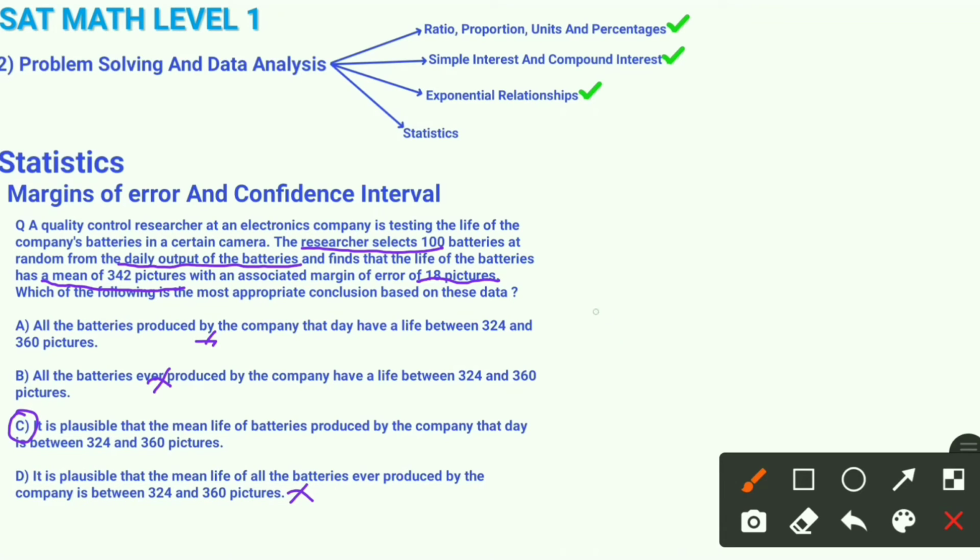It can be said that the mean life of the battery produced by the company that day is between 324, which means 342 minus 18, so it's going to be 324, and 360 pictures, which means 342 plus 18, so it's 360. So it's between these two numbers. So C is the correct answer.